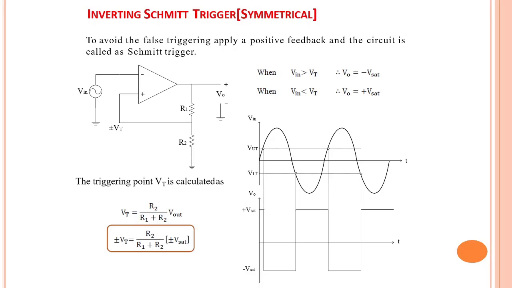So whenever your input voltage is greater than some threshold level, then and only then will the output voltage change its state from the previous state. The output can have only two states, either minus Vsat or plus Vsat. For example, here we'll assume that the output is first in the state of plus Vsat.